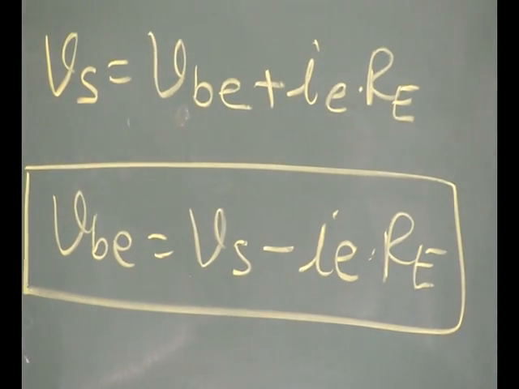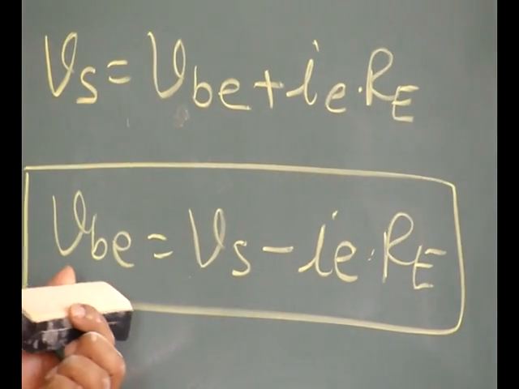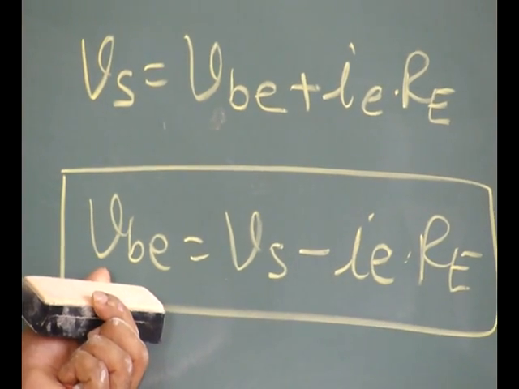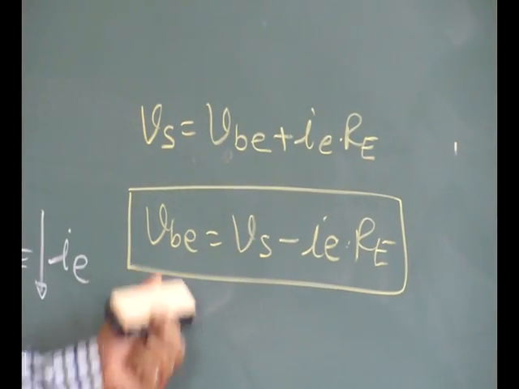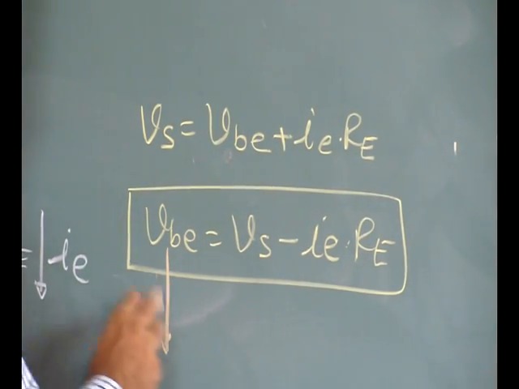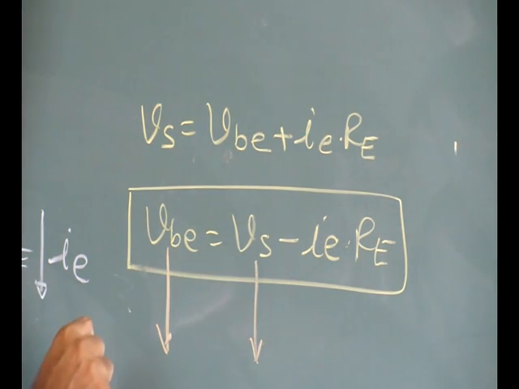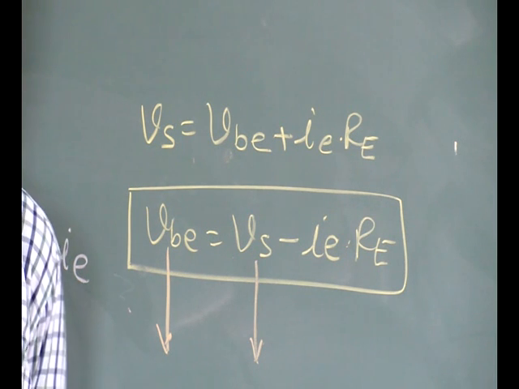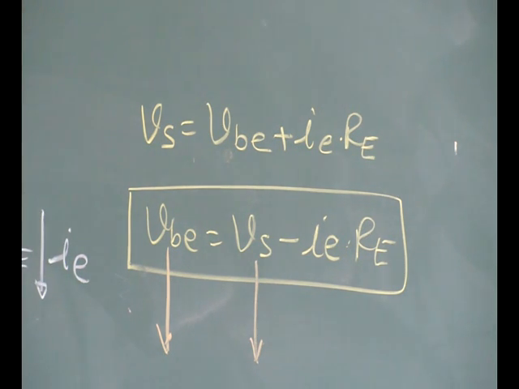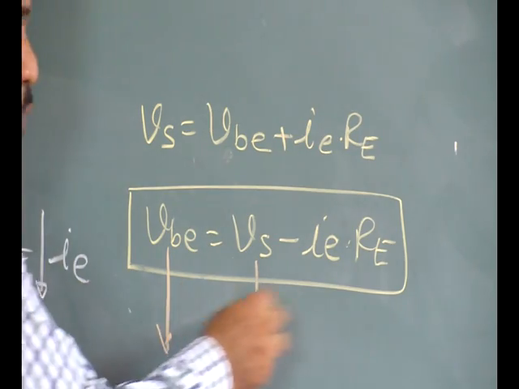Okay, so though the equation is very simple, it is most useful because it gives the important components. This VBE is the effective input. What about VS? It is the external input signal which is to be amplified. The millivolt signal that you connect, that is your VS. Now what about this term?